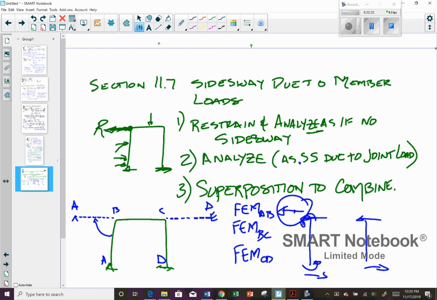to side sway due to member loads. We talked about how if you have a member load that's not symmetric, or your boundary conditions are not symmetric, you're going to get side sway. This is going to be similar to our virtual loads where we apply and use superposition. So if we've got this unbalanced load, we're going to restrain it and then analyze as if there's no side sway.